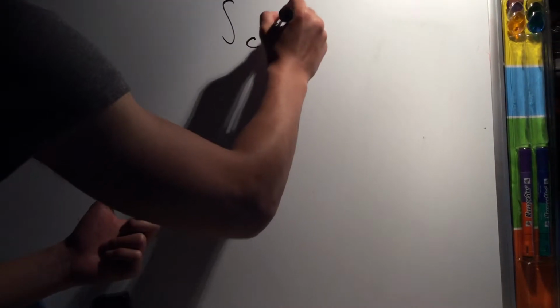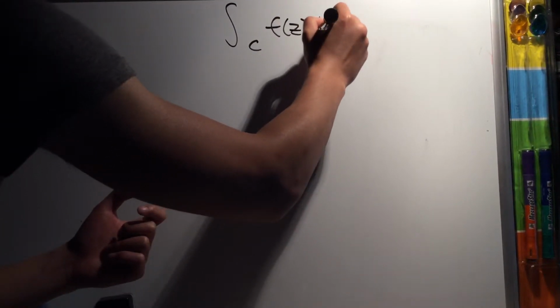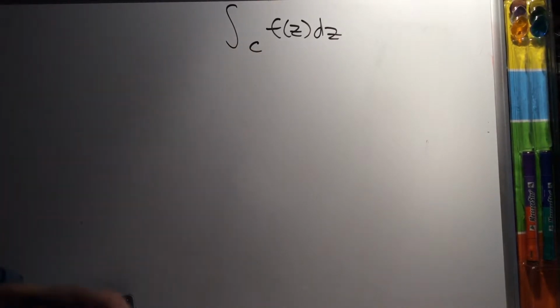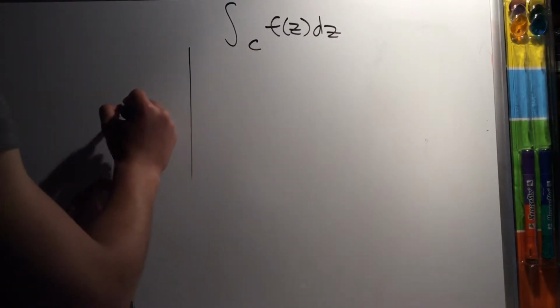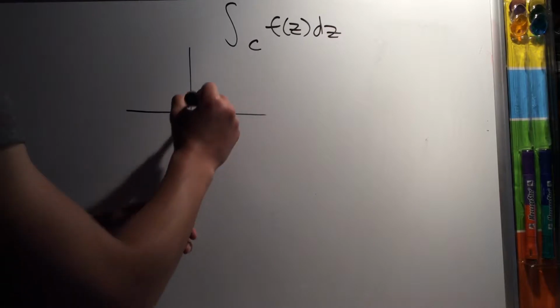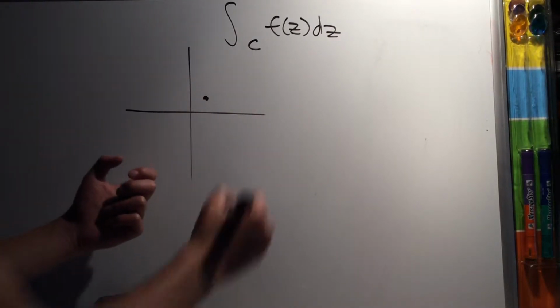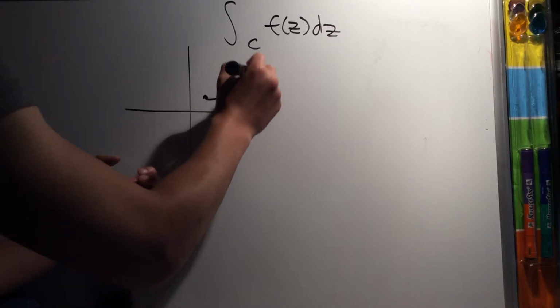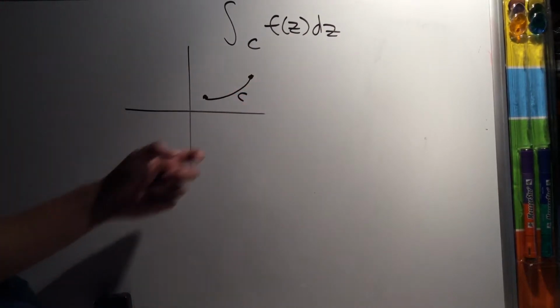we are able to talk about integration in a complex plane in the following way. Let's say we have a curve C in the complex plane where we go from some initial point to some endpoint. Now C is going to be, let's say for example, this curve right here.